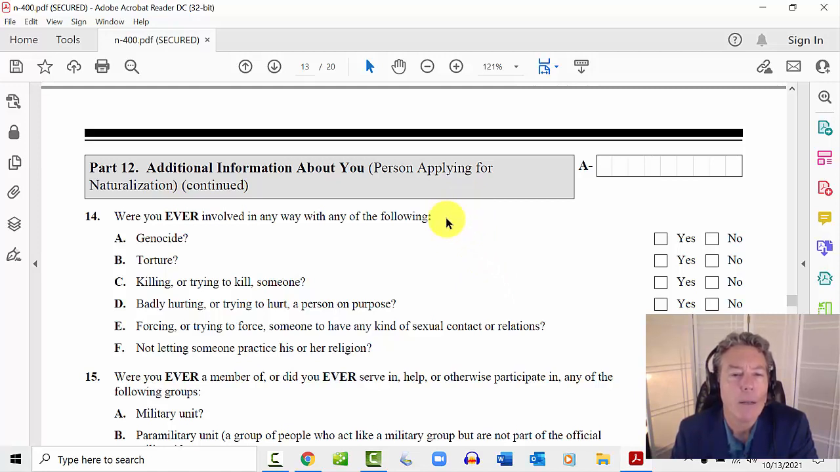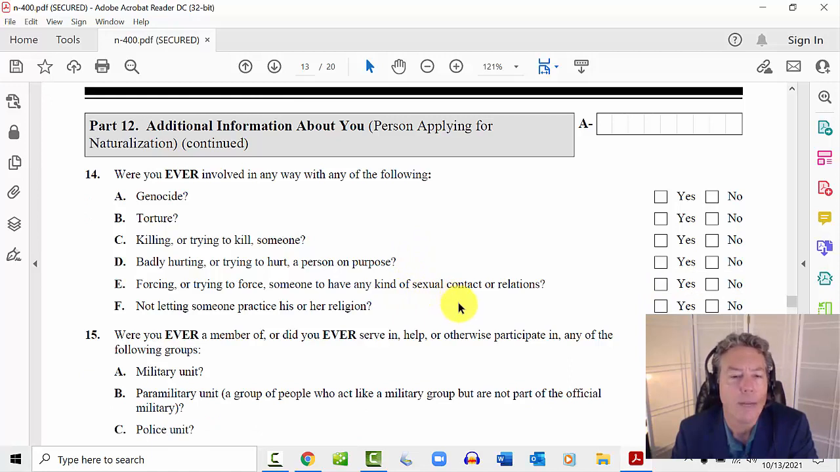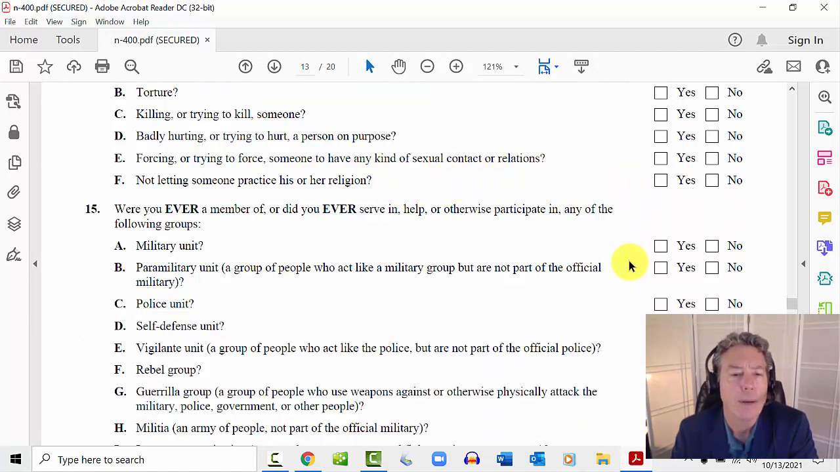Ever involved in any way with any of the following: genocide, torture, killing, trying to kill someone, hang Mike Pence, badly hurting or trying to hurt a person? Like a lot of Americans should be deported. Let's just face it. Trying to force someone to have any kind of sexual contact or relations, not letting someone practice his or her religion. These are the questions they're asking here.